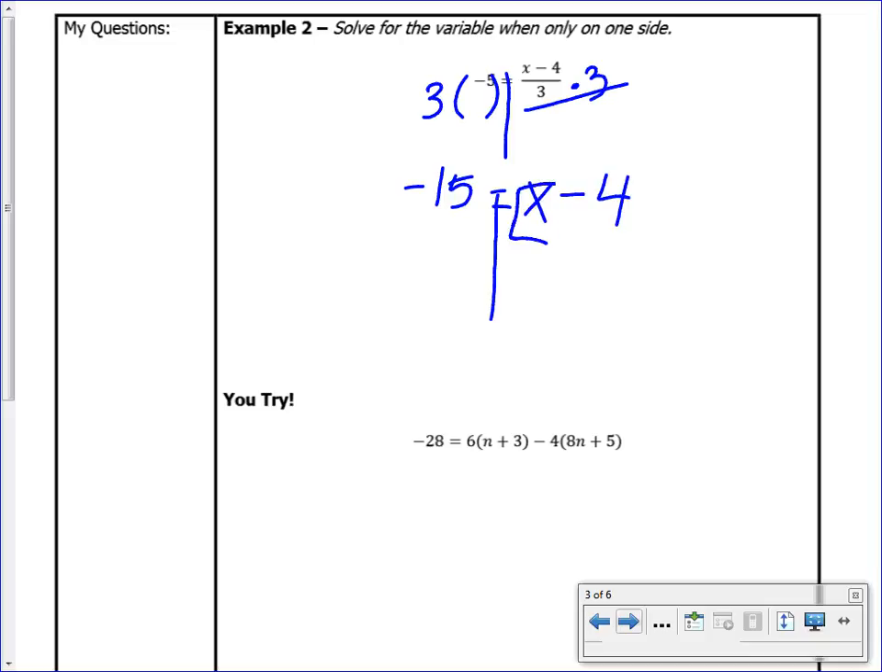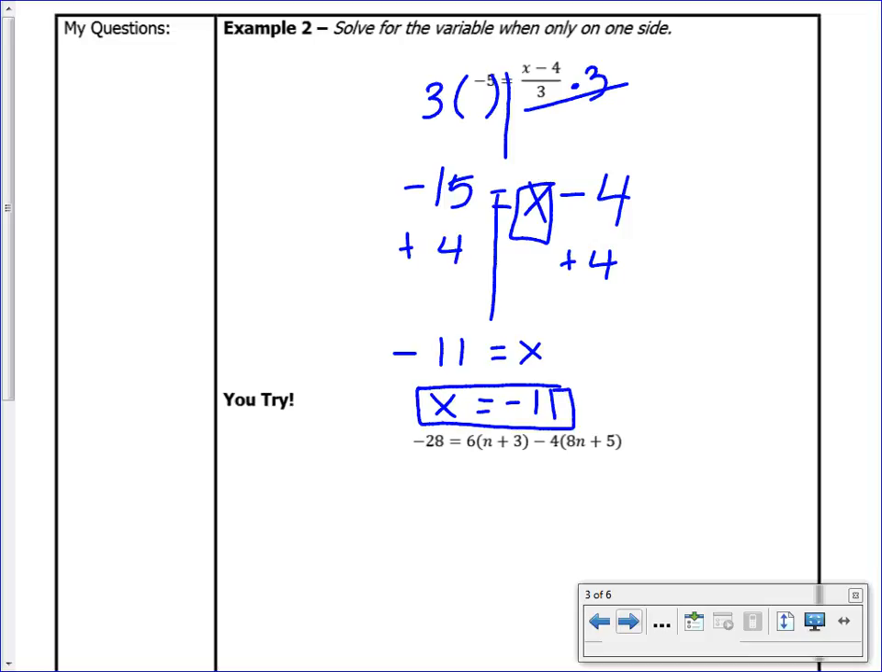Again, I like to box the variable I'm solving for so I don't move it. So if I have negative 15 equals x minus 4, I now have to undo the subtraction of the 4 by doing the opposite, adding 4 to both sides. And when I add 4, I get negative 11 equals x. The symmetric property allows me to say x equals negative 11 as my final answer.